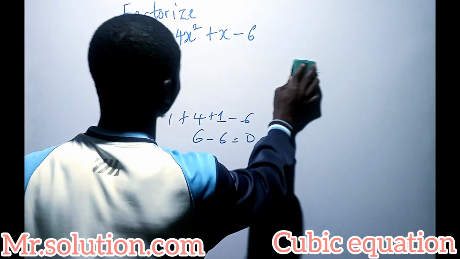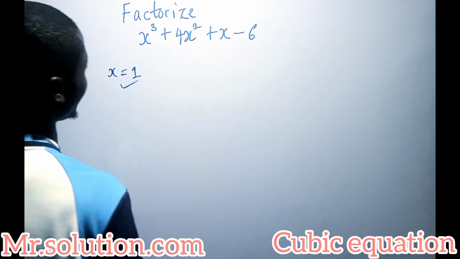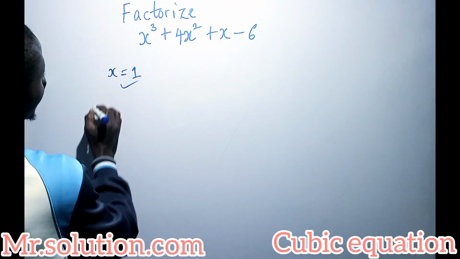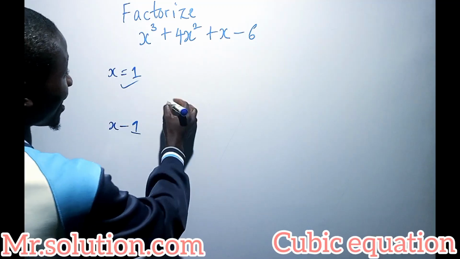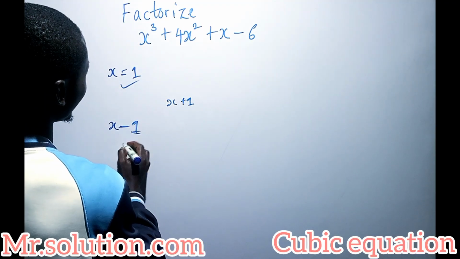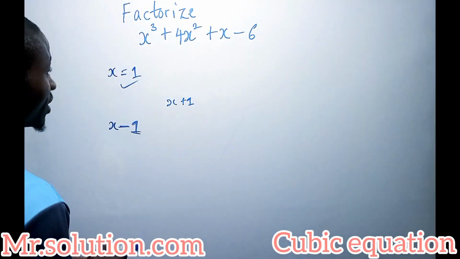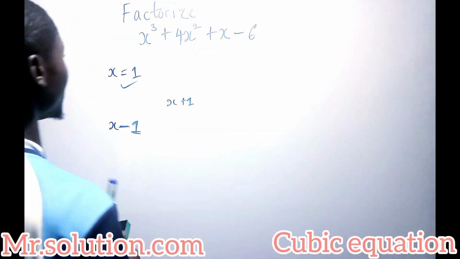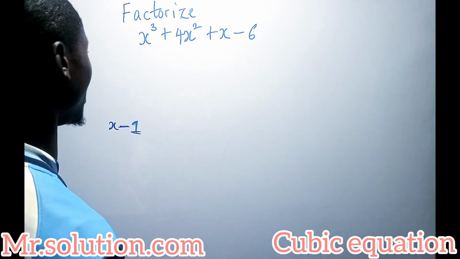Now that we have gotten our zero of the function, then what do we do? We now find our factor. From this x equals 1, we can get our factor, which means that our factor will now be x minus 1 and not x plus 1. Our factor is now x minus 1. Just like when you carry, you bring 1 to meet x, so the sign has to change. So that is it. Now that we have gotten our factor, what do we do next?